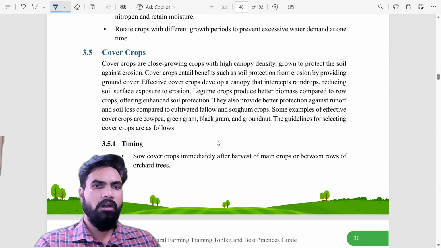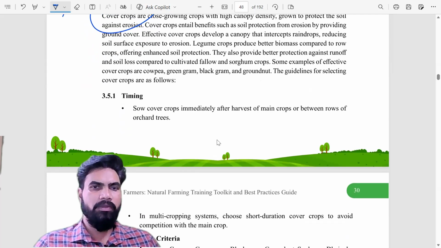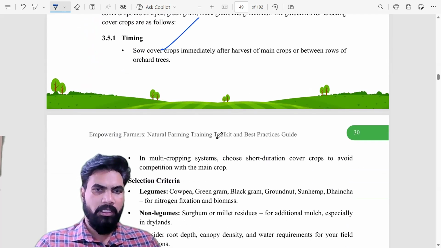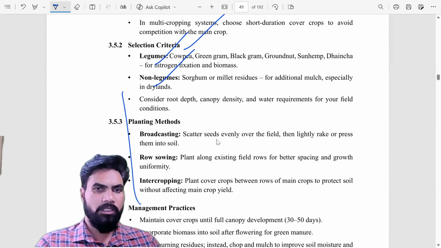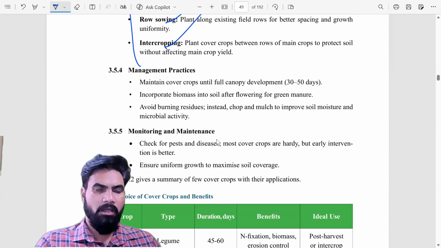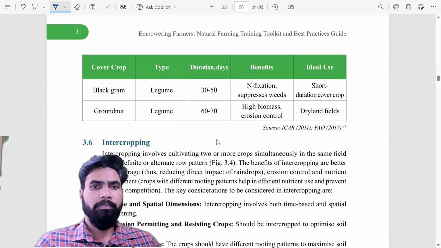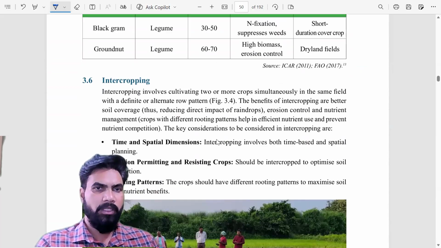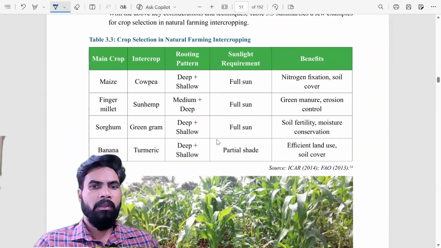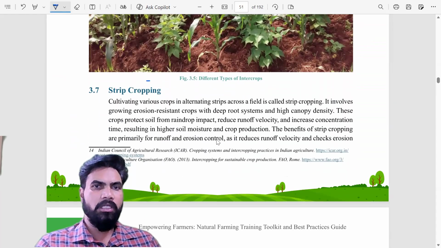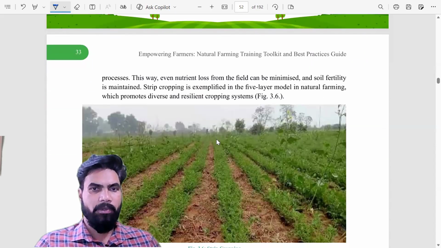Okay. Then cover crops, the things are discussed with respect to cover crops, the timing of them, selection criteria, which crops are to be selected, the legumes, non-legumes, then planting methods are also discussed, broadcasting, row sowing, intercropping, etc. Management practices are also mentioned, monitoring and maintenance are also discussed. Okay. So this is about the water management practices. Then intercropping is also there. It is also one of the practices. Okay. Then strip cropping is also there. I will show in an image what is the strip cropping. Okay.